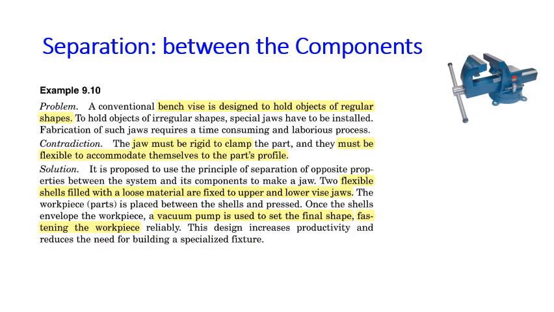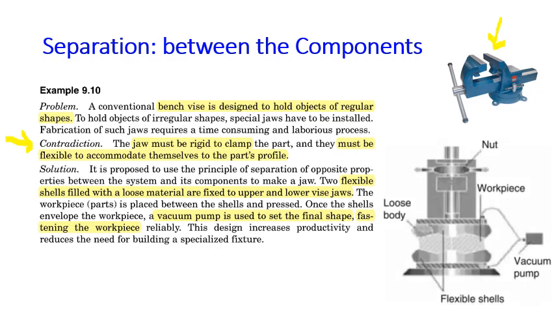In the next example of separation, we're looking at the bench vise. These types of vise usually are designed to hold objects with regular shape. When the object shape is irregular, usually you need to make a special jaw such that it can hold the object tightly. So the contradiction is that the jaw must be rigid so that it can clamp the object, but it must also be flexible to accommodate different types of part shapes.